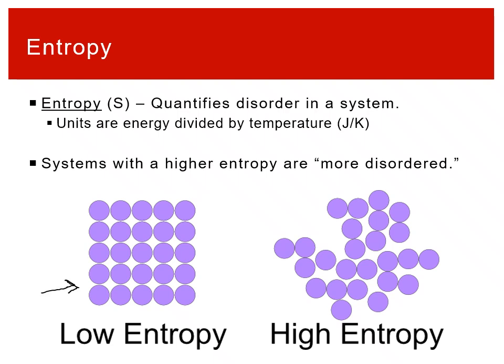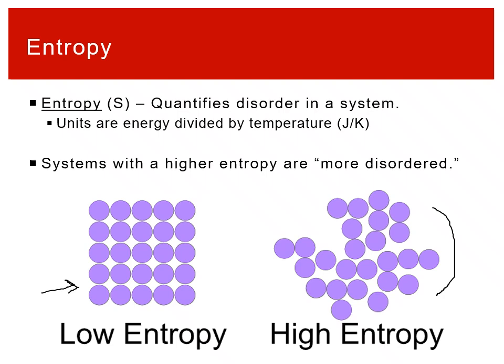Right? That would be a low entropy system. You have your circles and they are in a pattern that repeats itself, right? They are in an arrangement where they're all following a pattern. This is the same number of circles, but they're arranged seemingly randomly, right? And that is what we mean by disordered.